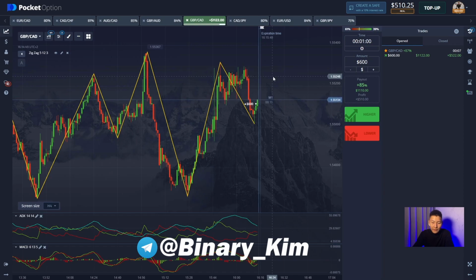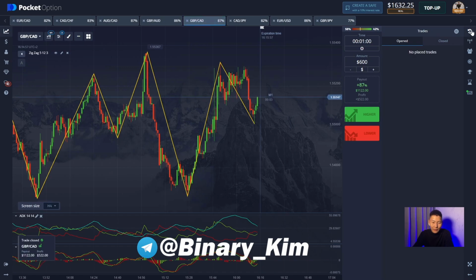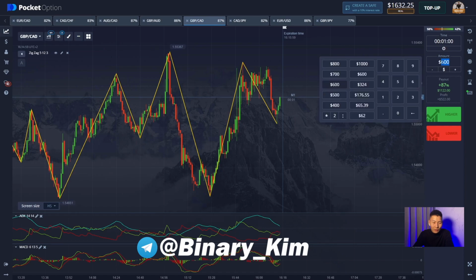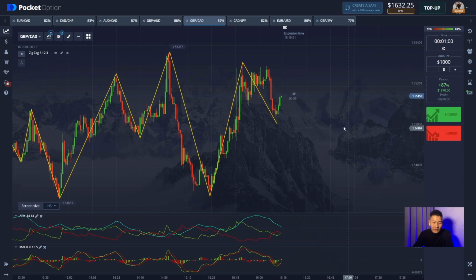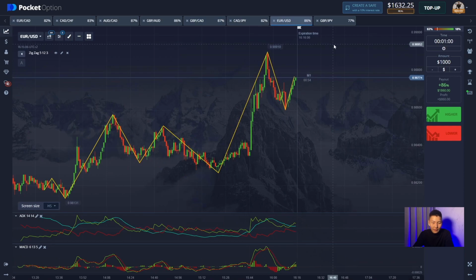There are around 5 seconds left. The breakout is happening right now. Yes, the breakout has happened, guys. I forgot to change the trade amount. Let's do that now and continue our trading session. Find another currency pair.